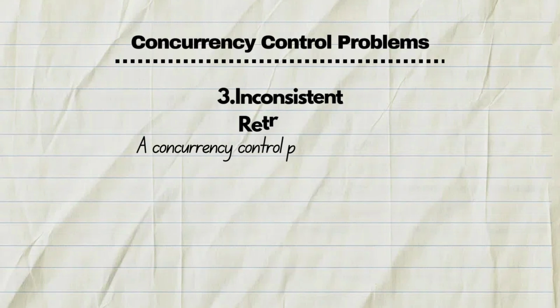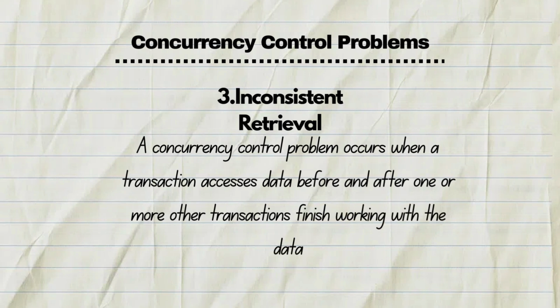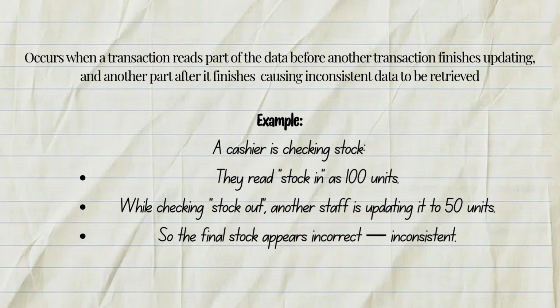Inconsistent retrieval is a concurrency control problem that occurs when a transaction accesses data before and after one or more other transactions finish working with the data. It occurs when a transaction reads part of the data before another transaction finishes updating, and another part after it finishes, causing inconsistent data to be retrieved.